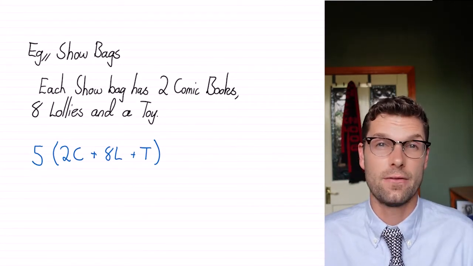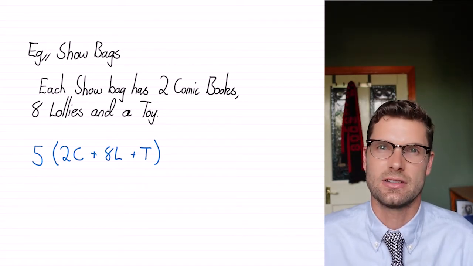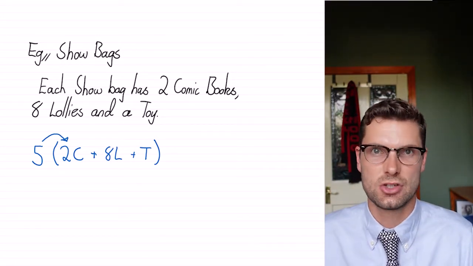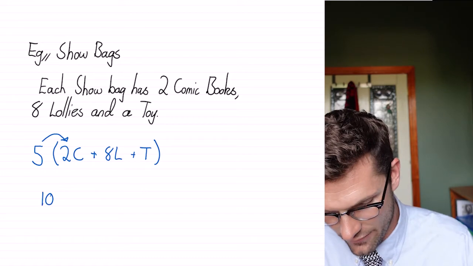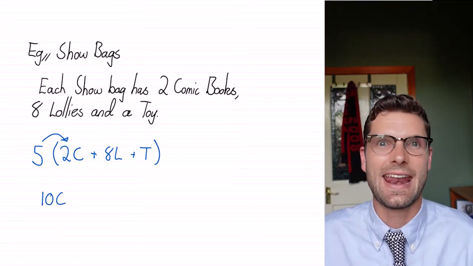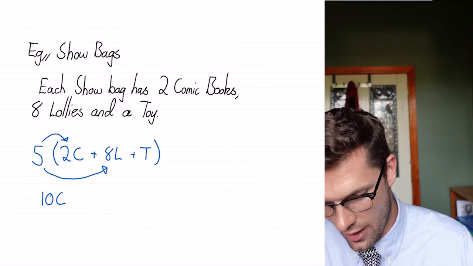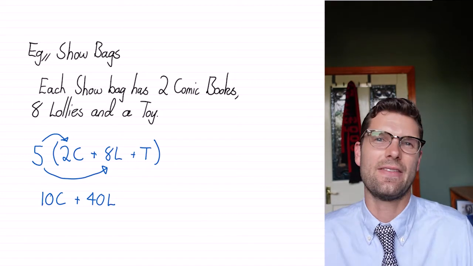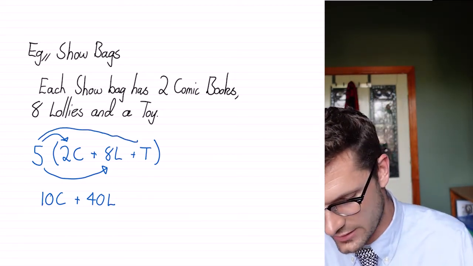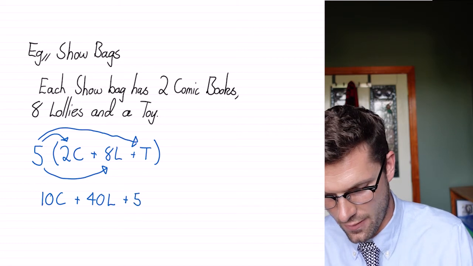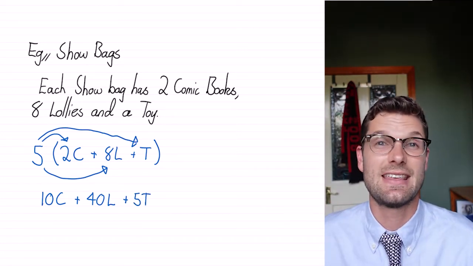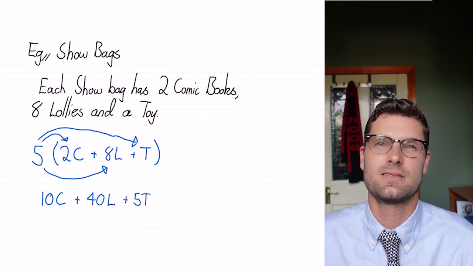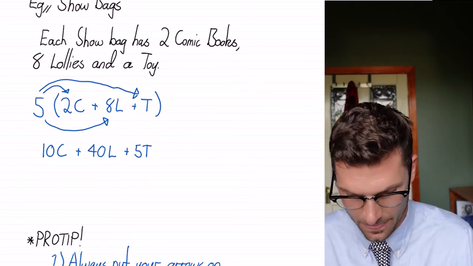If I buy 5 of these bags, I know that I'm not going to have 2 comic books at the end. I'm going to have 10, because this 5 multiplies with the 2C. So at the front here, I'm going to have 10C. And then I'm not just going to get 8 lollies, I'm going to get 5 times 8 lollies, so plus 40L. And then this last one, instead of having 1 toy at the end of it, I'm going to have 5 toys. So we can see there that just the multiplication of each thing in the bracket can help us solve these larger problems quite quickly.